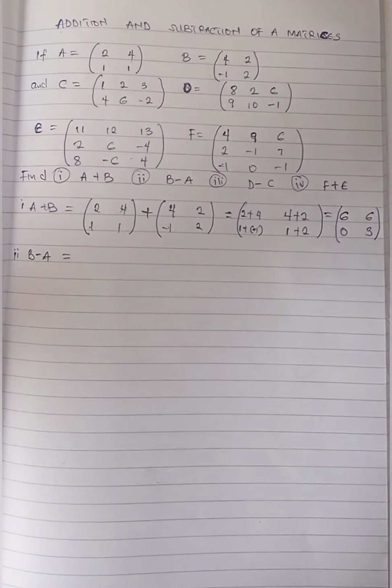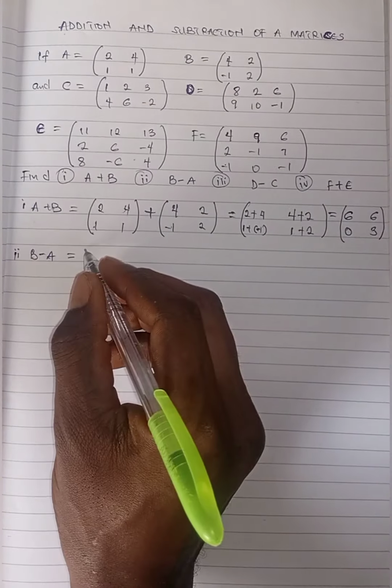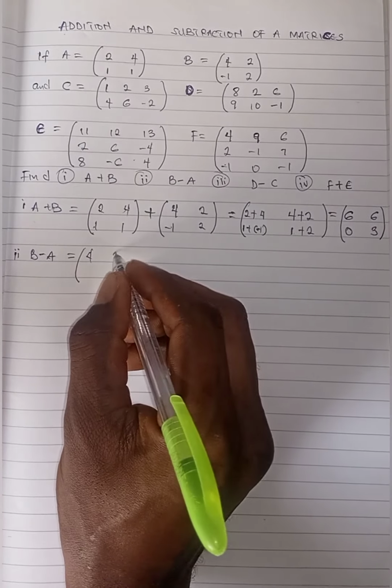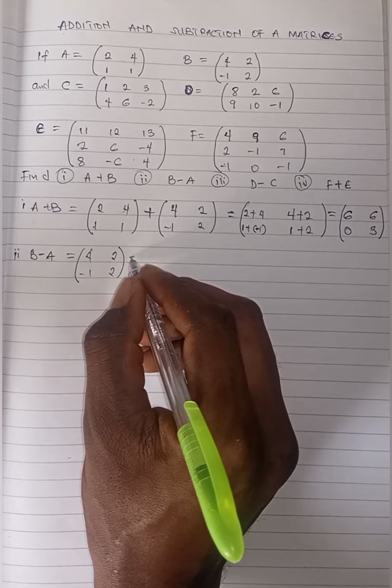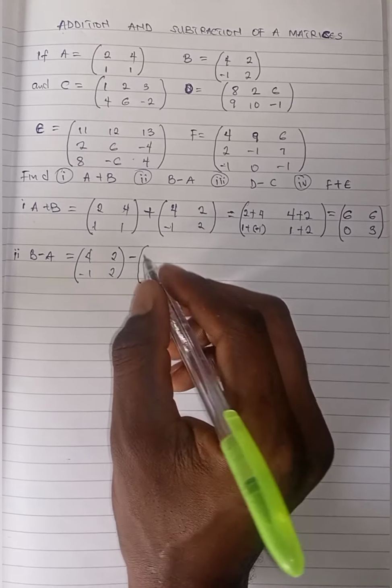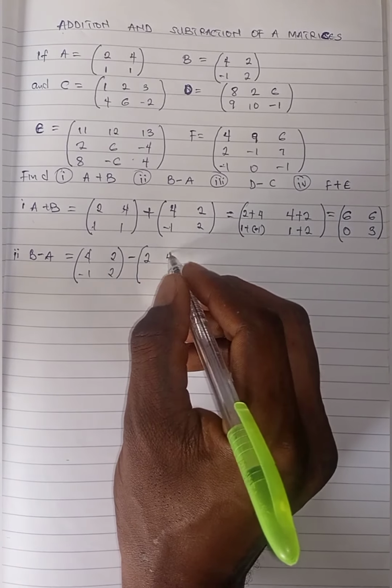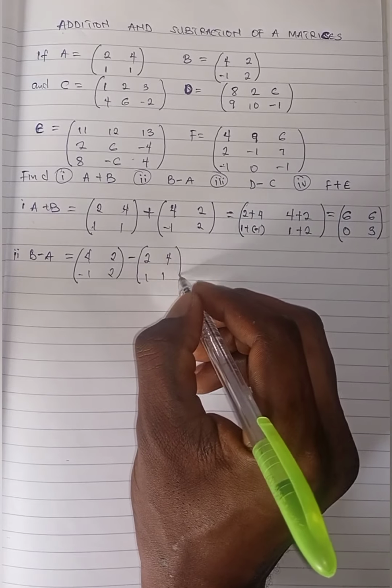Alright guys, so in the second example we have B minus A. So now what is B? This is the matrix of B. The matrix of B is 4 2 minus 1 2, and you put the negative sign in the middle, then you write the matrix of A, which is 2 4 1 1.